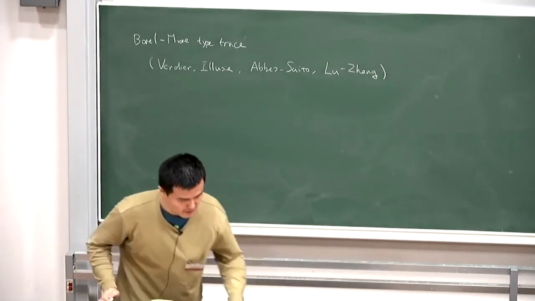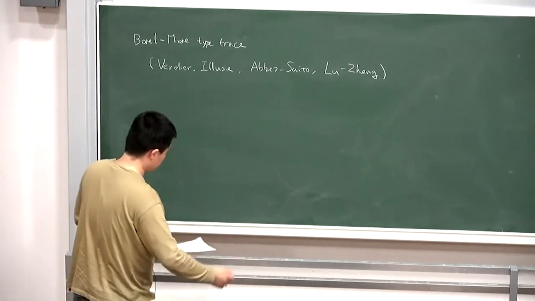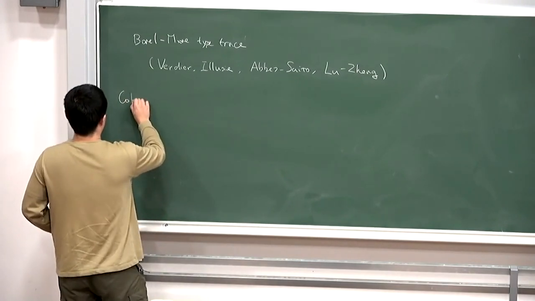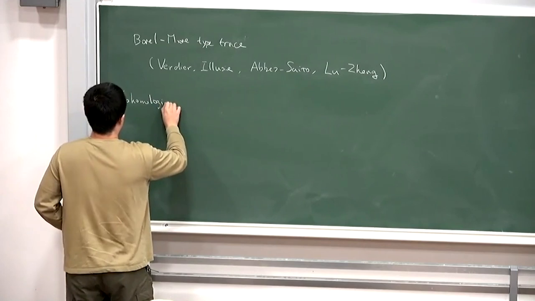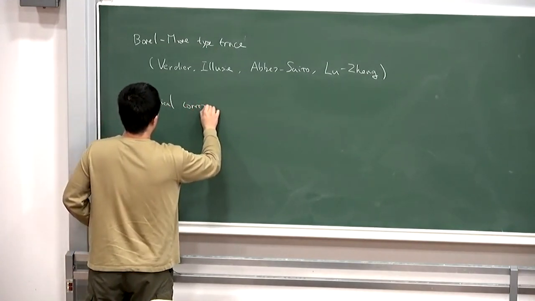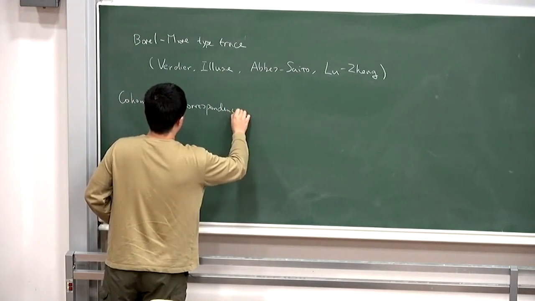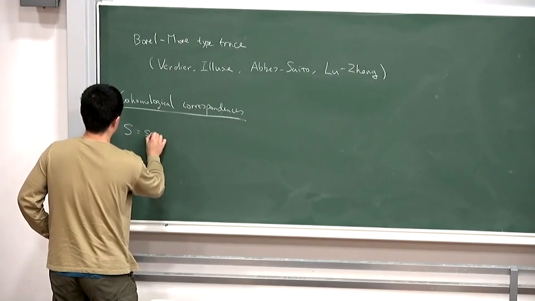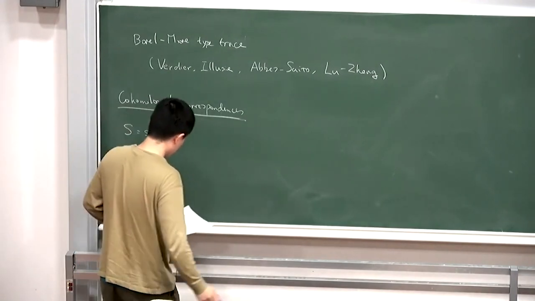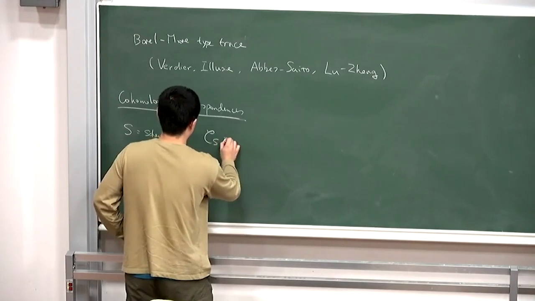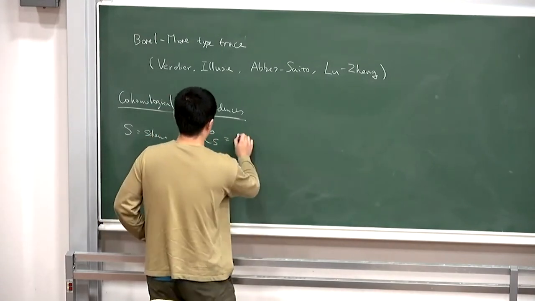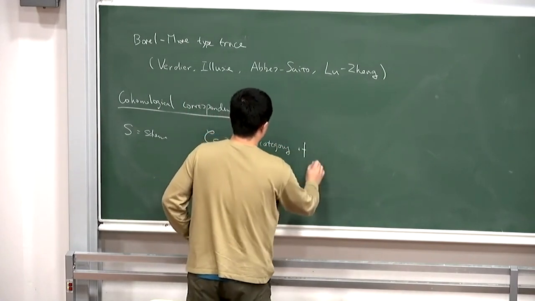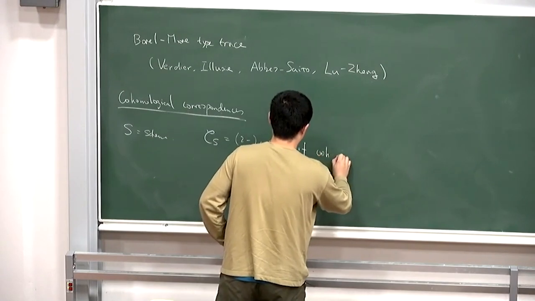So it looks like this. We first define cohomological correspondences. So we fix a scheme S, and we define C of S, which is in fact a two-category of cohomological correspondences.